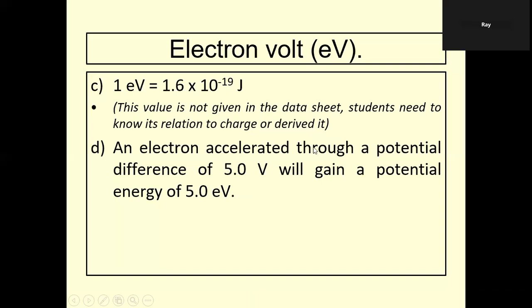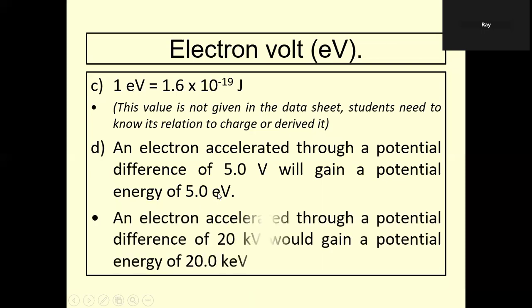An electron accelerated through a potential difference of 5 volt will gain 5 electron volt. An electron accelerated through a potential difference of 20 kilovolt will gain 20 kilo electron volt. We are just using this formula. If we use 5 volt times the charge on the electron, then you get it in joule. But if you remove the electron charge, then it becomes 5 electron volt. Okay or not?